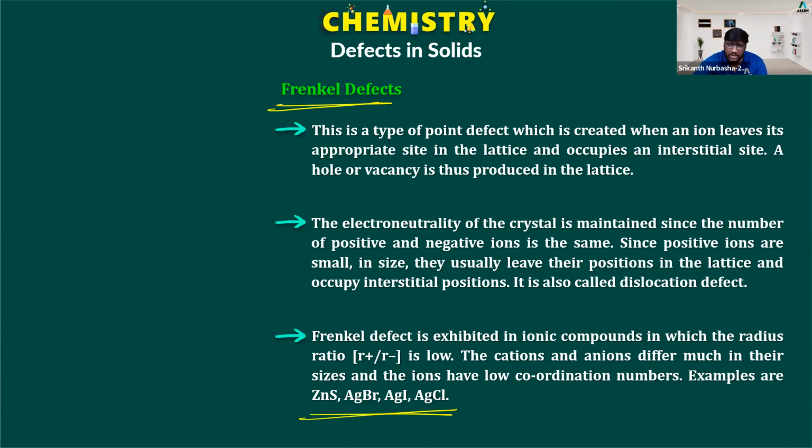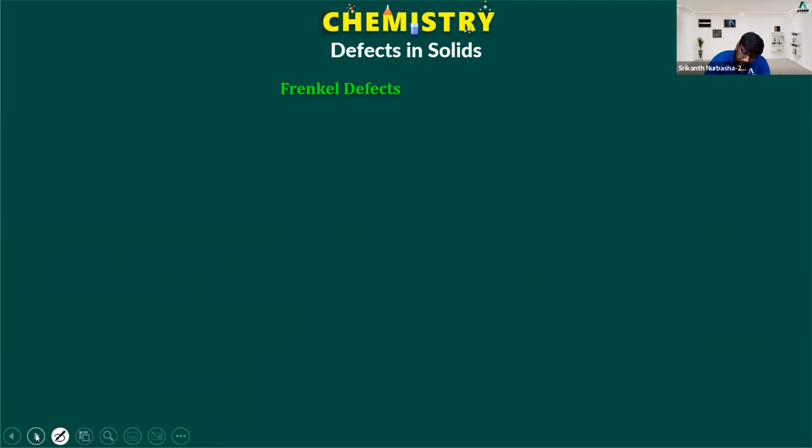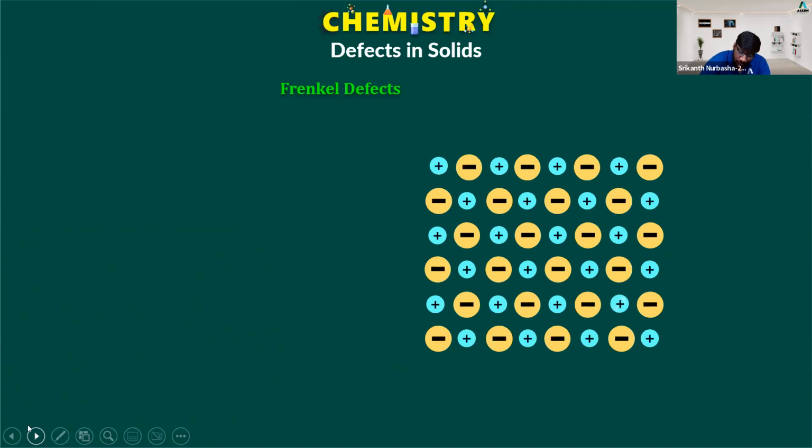So these are the basic points. The cation is going to show an interstitial defect at the new position and a vacancy defect at its original position. This is how you can understand the animation. The cation present somewhere is now going to occupy the respective interstitial position. Because of that, you will have a vacancy created here and positive charge will be present here.